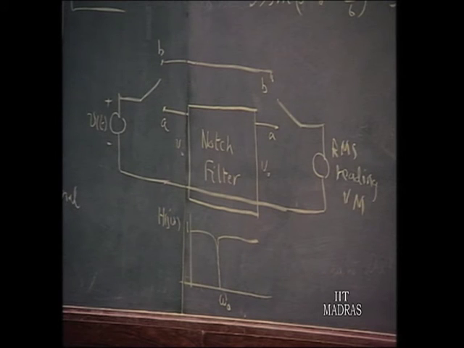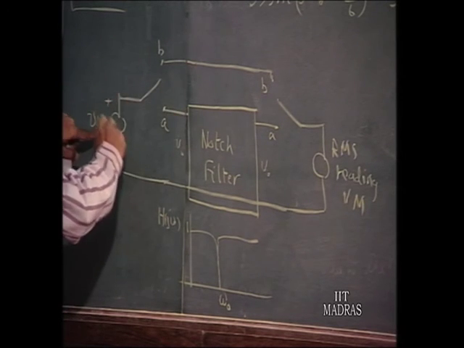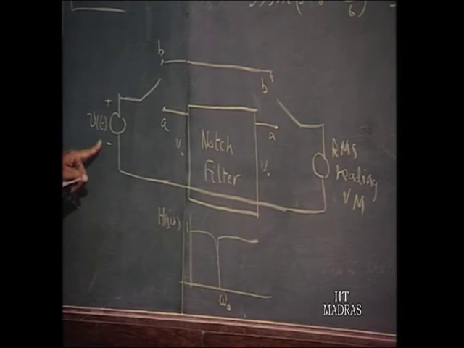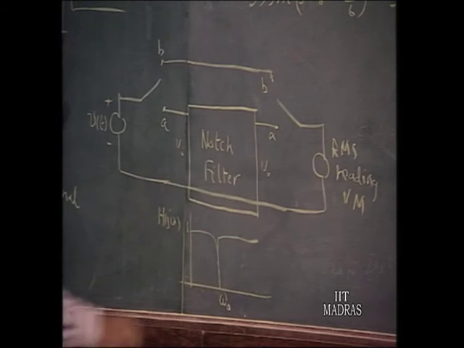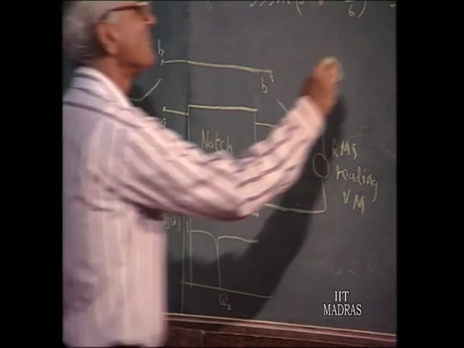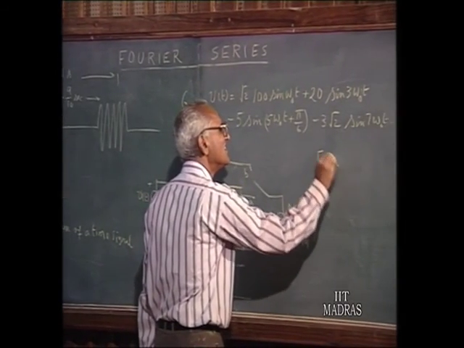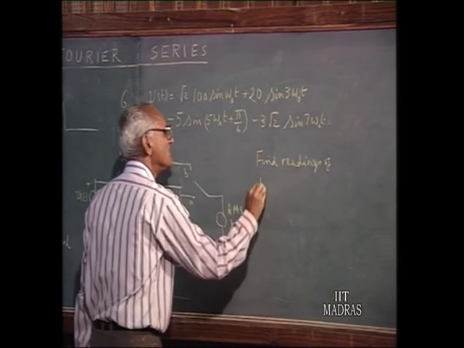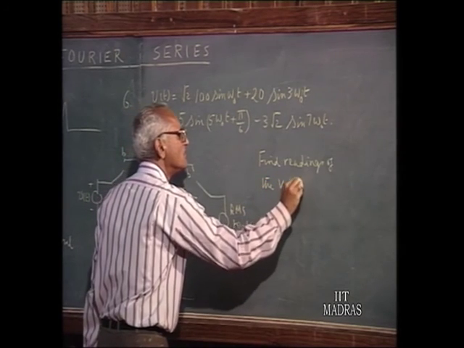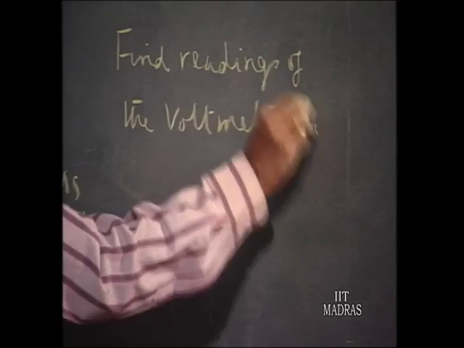So, what happens is, if you put the switch on B, then the voltmeter reads the RMS value of the input signal v of t. On the other hand, if you put both the switches on A, the fundamental is cut out and the meter reads the RMS value of all the other harmonic components. So, you have two readings in A and B: find the readings of the voltmeter in positions A and B.